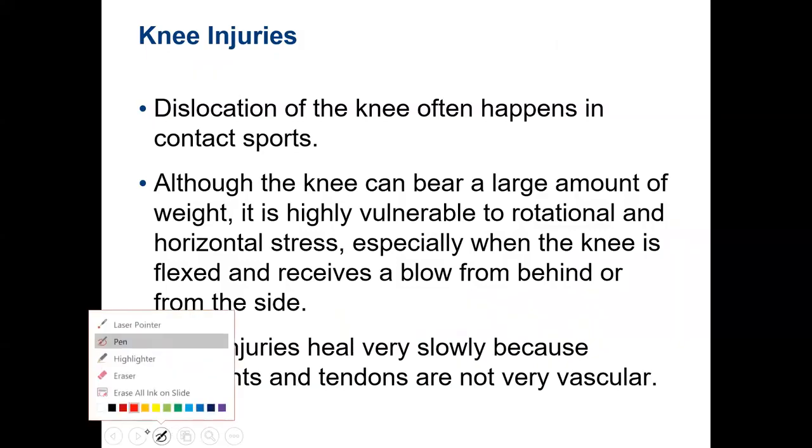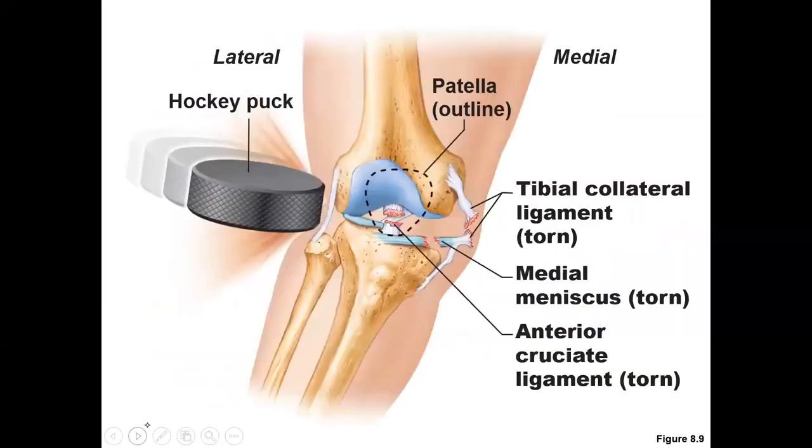Here's one of my favorite pictures in any textbook. This is called the unhappy triad of knee injuries. So in the unhappy triad, you get the anterior cruciate ligament here, the tibial collateral ligament here, and the medial meniscus there. So 3 things.